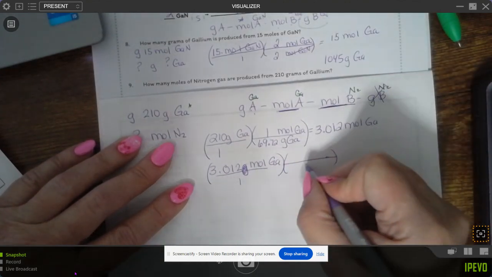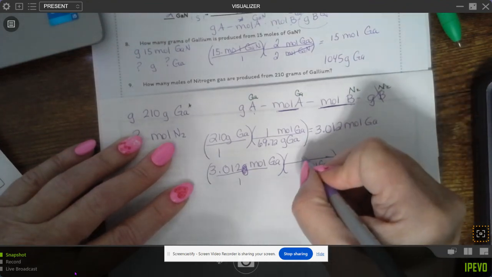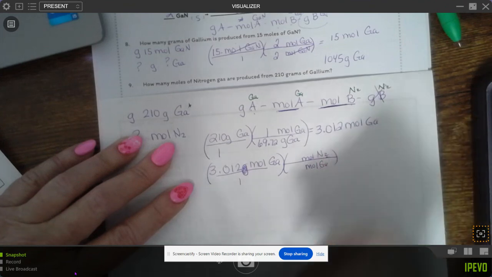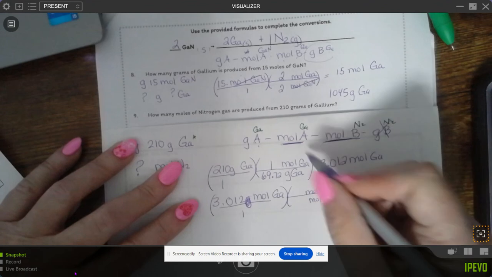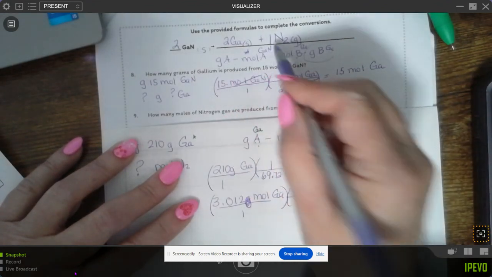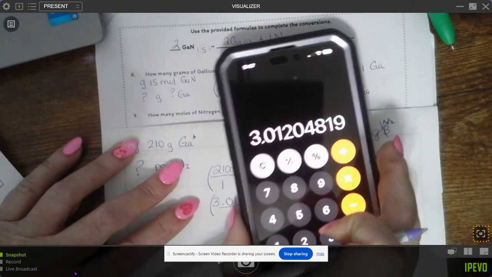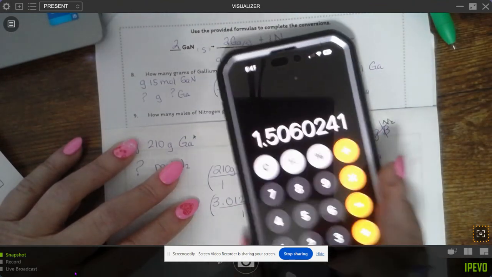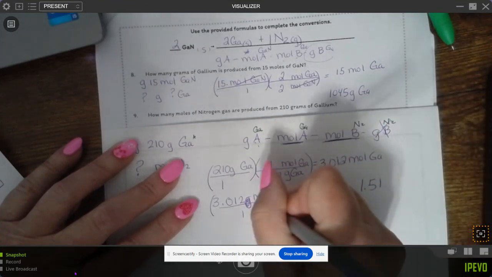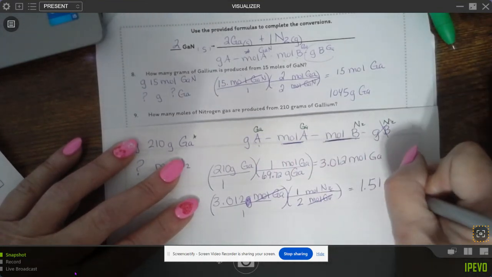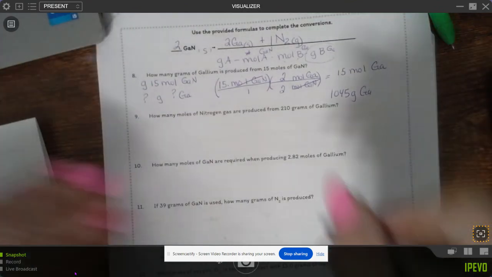Okay, so moles of gallium on the bottom. And then moles of B, moles of N2 on the top. This is where we use our balanced chemical equation. So 2 moles of gallium and 1 mole of nitrogen. I'm going to divide that. 1.5, we're going to go 1.51. Our units cancel, leaving us with moles of N2. 1.51 moles.